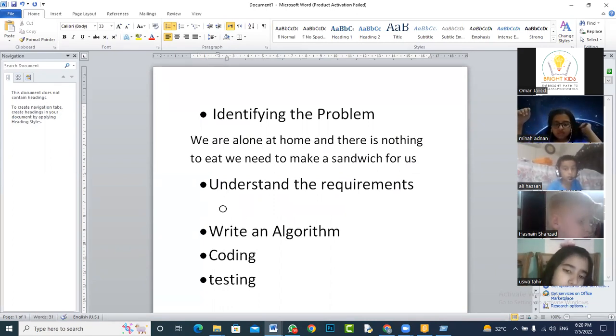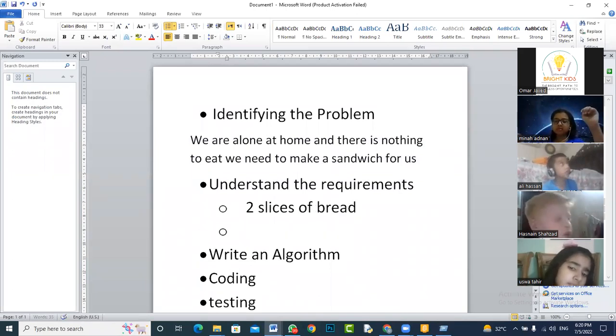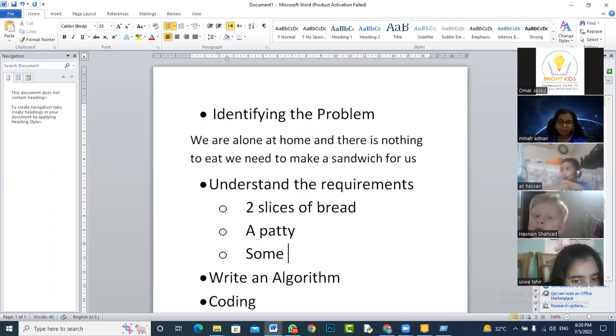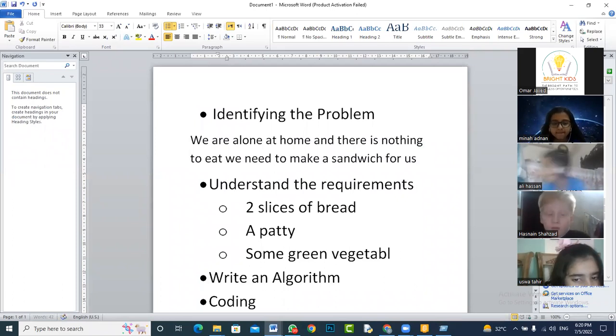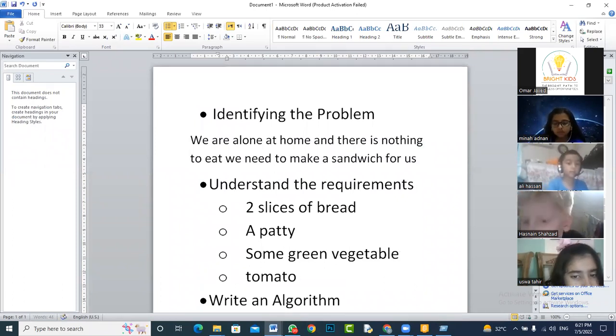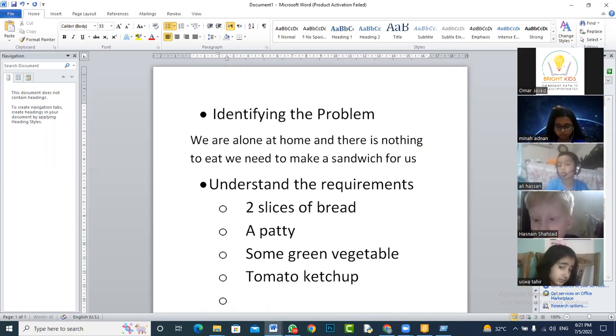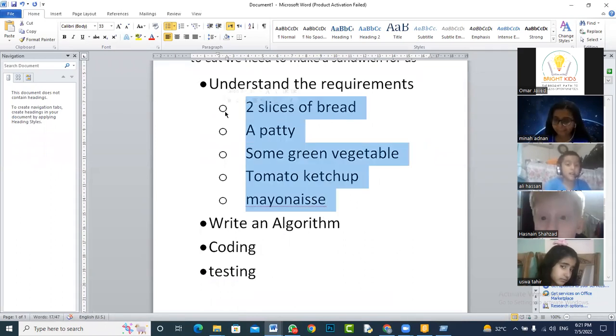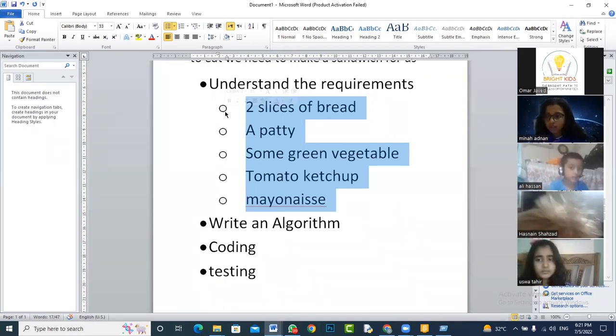First requirement is 2 slices of bread and a patty, some green vegetables, tomato ketchup, mayonnaise. So you need to see that if you have all these things in your fridge, you would be able to make a sandwich.